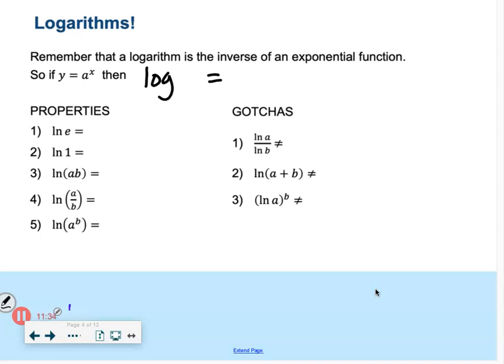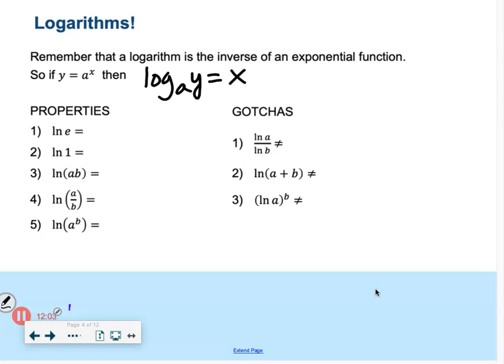Okay, so the nice thing about logs and exponentials is the base stays the base. So the base of the exponential, which is a, is also the base of your log. The whole log is always equal to the exponent. So a log, the entire logarithmic expression, is an exponent. So I always set it equal to my exponent, and then I just fill in with the other stuff.